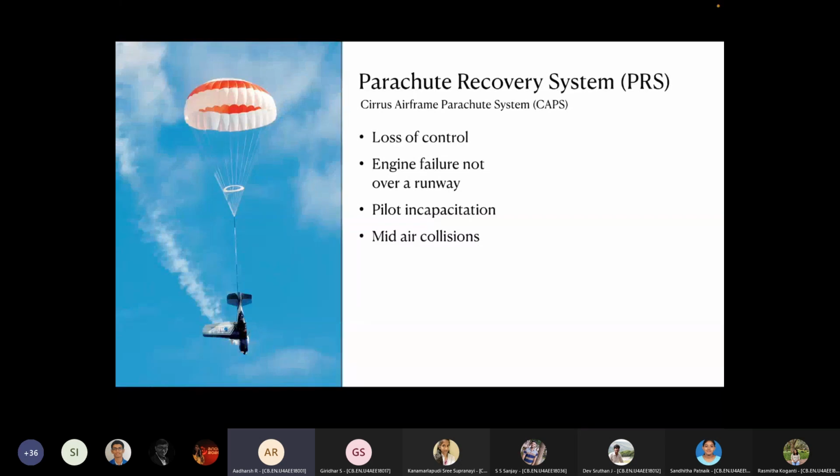And for loss of control, our crew members are a pilot and a student pilot and a trainer. So if the student is making some mistake and making the aircraft go into stall, the trainer can make sure that the aircraft doesn't enter into loss of control. So we are assuming that. Hence we are just taking the case of engine failure not over a runway. So next slide.